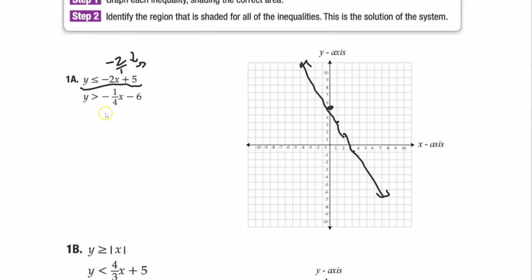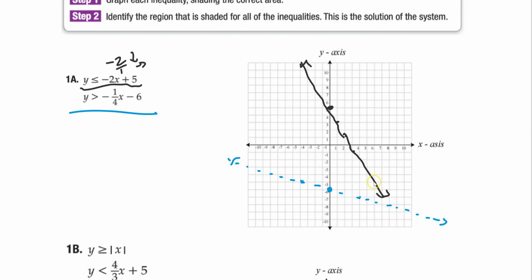So this is y is greater than negative 1/4 of x minus 6. So negative 6, my y-intercept down there. Negative 1/4, so I'm going to go down 1 over 4: 1, 2, 3, 4. You actually go the opposite way too: left 4, up 1. Same thing. Kind of like that. Now this one is dashed, or dotted. That's actually a lot better. So I get something like that.